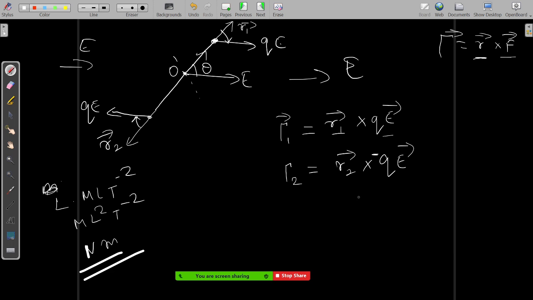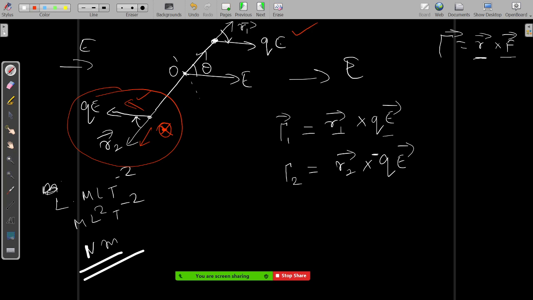If you see, what is the direction of R2 cross QE here? Can you calculate it? In this particular position, in which direction is the cross product lying? It is perpendicular to both. Is it towards us or away from us? It is away from us, right? So this is the cross direction.